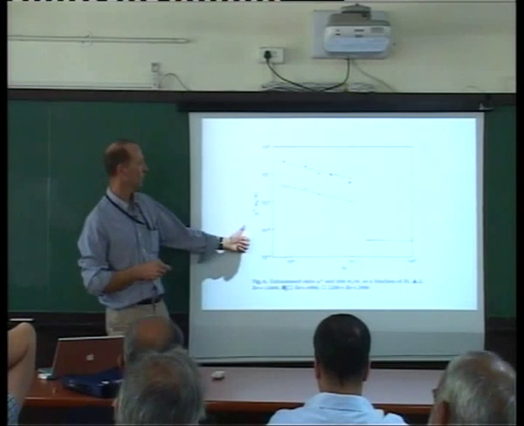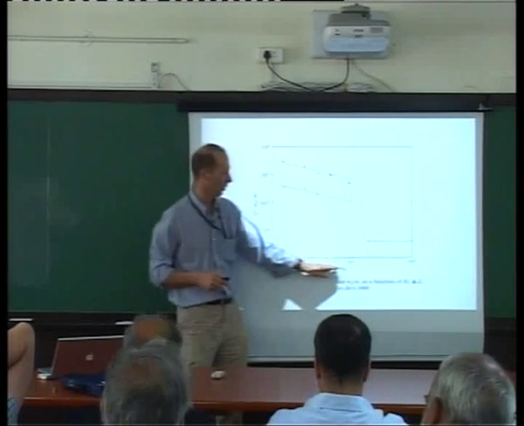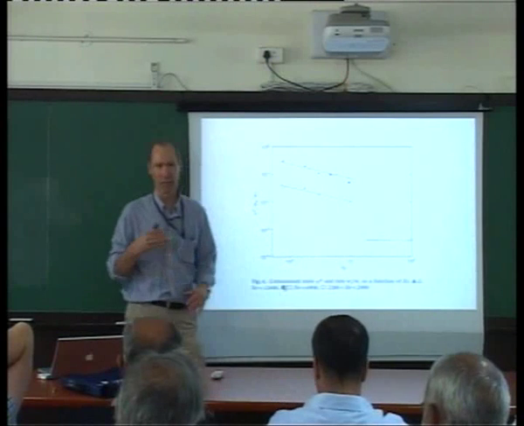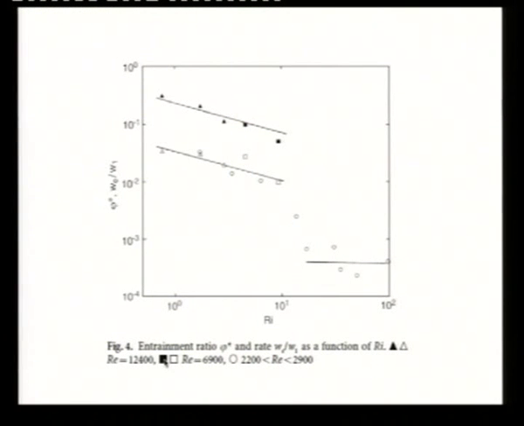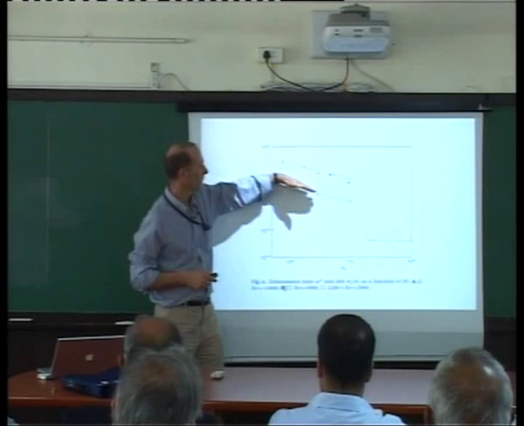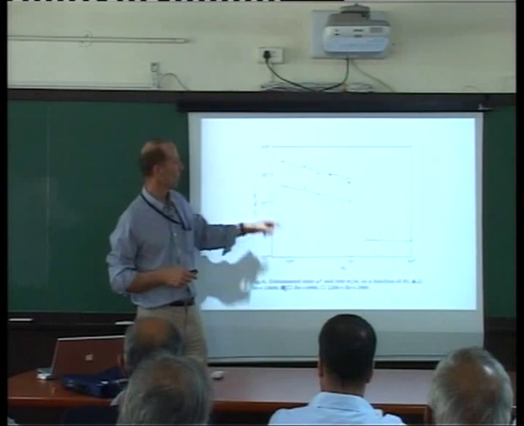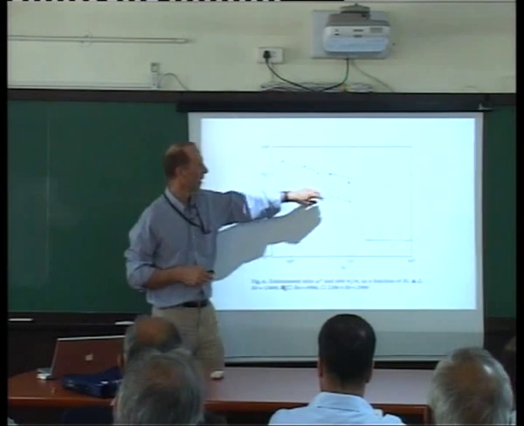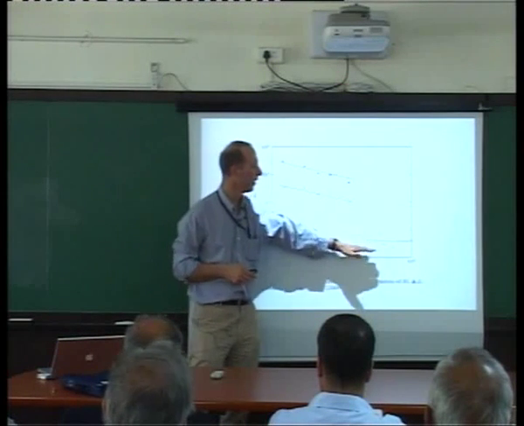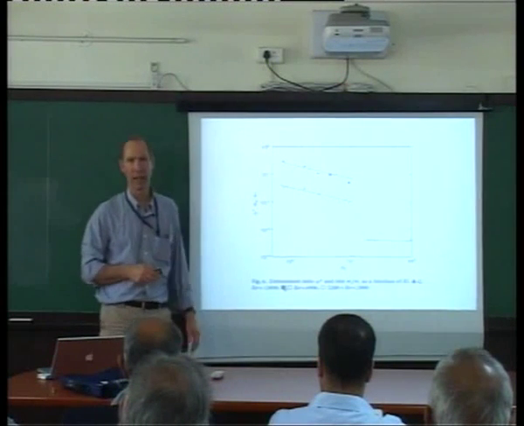And she measured the dimensionless entrainment rate as a function of the Richardson number, which is the dimensionless number that measures the strength of the stratification, the ratio of potential to kinetic energy. And she found that the entrainment rate had a slope on a log-log plot of minus a half, and then there was a cliff, and then the entrainment rate was essentially flat.